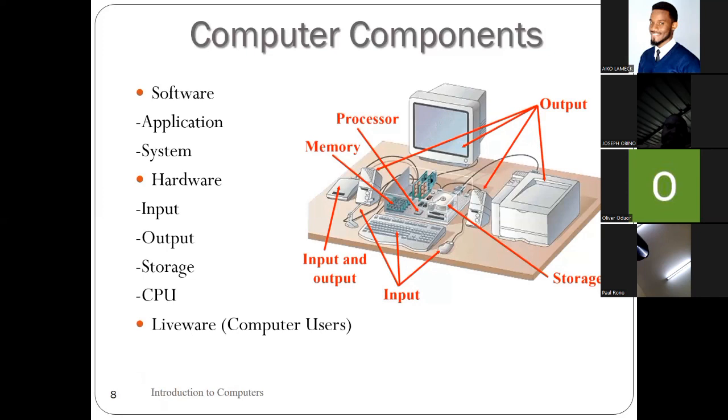Then we also have liveware. Computers can't operate themselves, so they need a computer programmer or a computer user to operate them and enter data into the computer. By entering data, you can type, send, or capture an image with a camera. They can't do that by themselves. They need a user. That's what we call liveware.